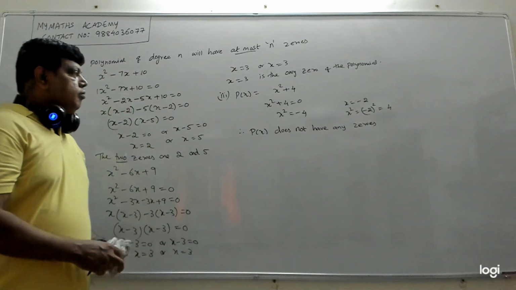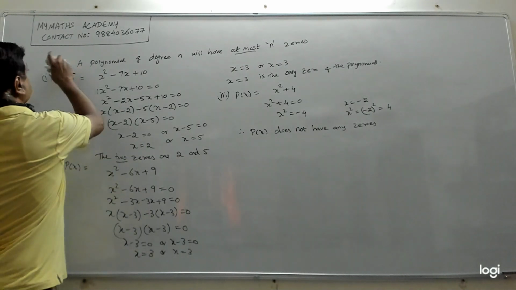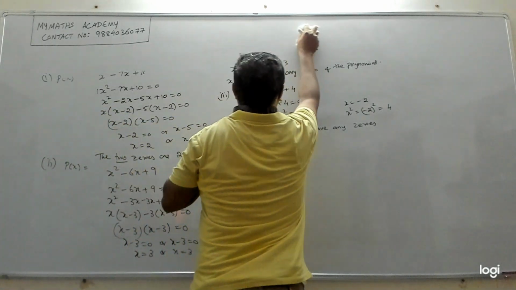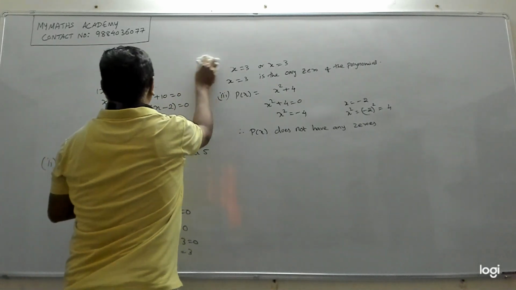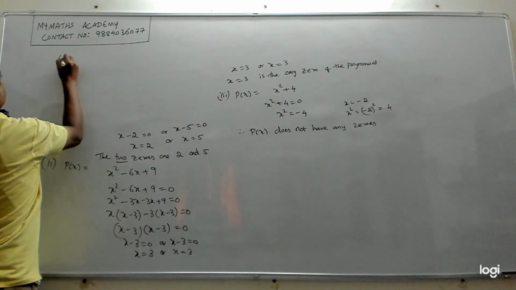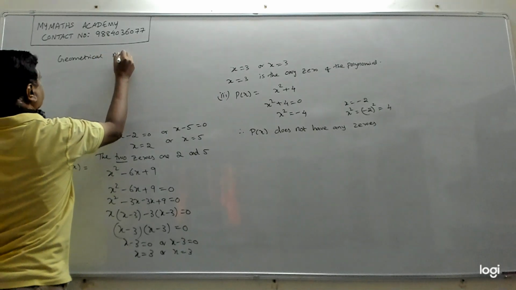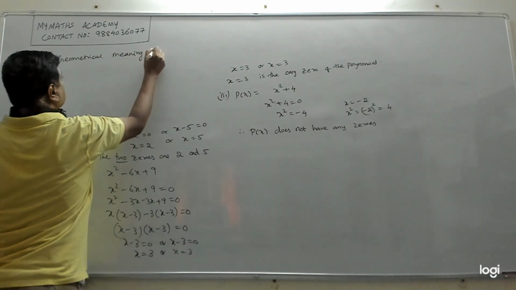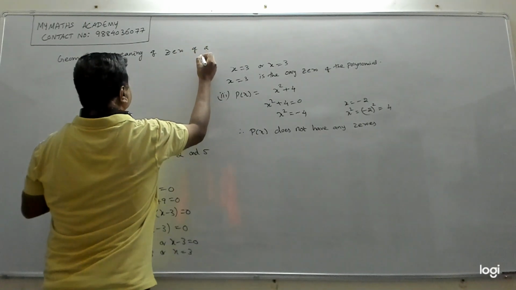Right? So now we will move on to the next section, which is called the geometrical meaning of 0 of a polynomial.